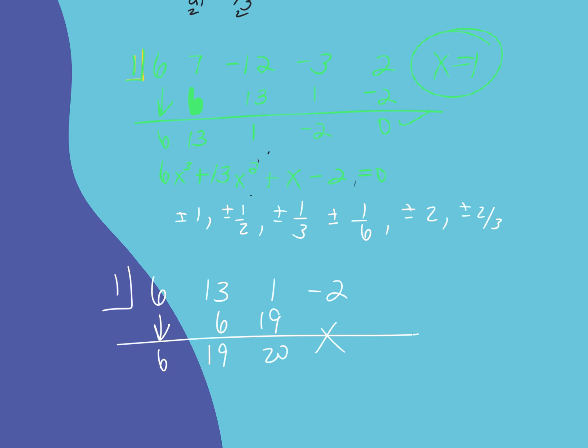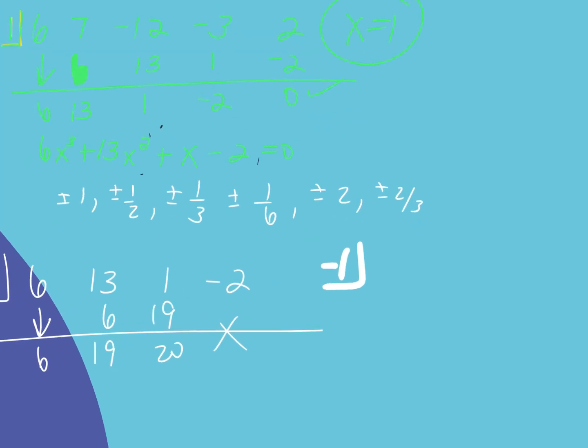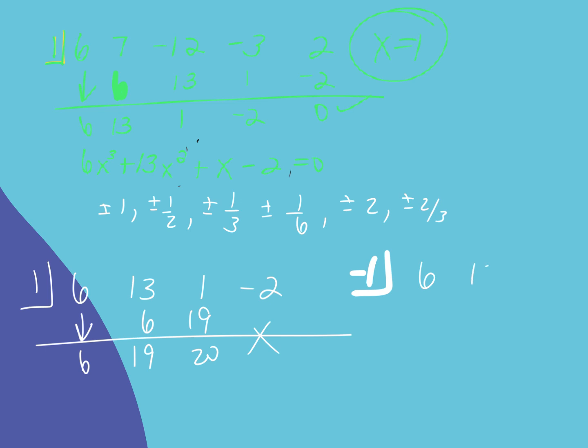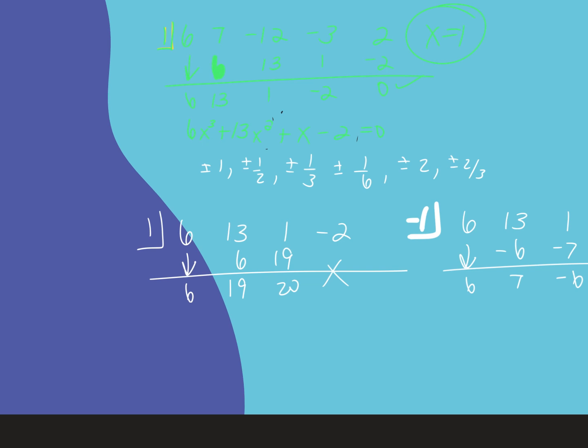So what's the next number we should try? No! -1. Don't just jump around. Yes, do the whole numbers first. But let's try -1. So 6, 13, 1, -2. Bring down your 6. 6 times -1, -6. 13 and -6, 7, and -1. Does this work? No! All right. Don't worry about the fractions.